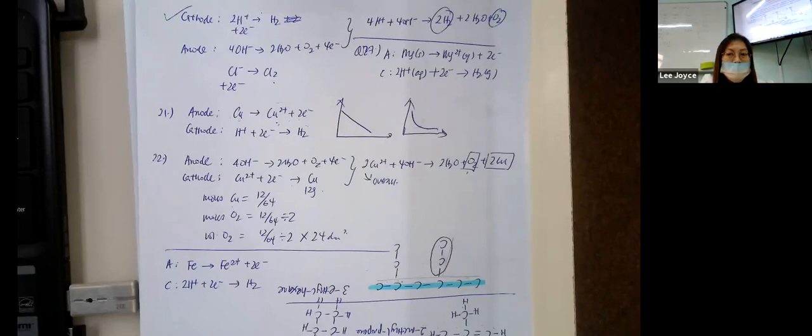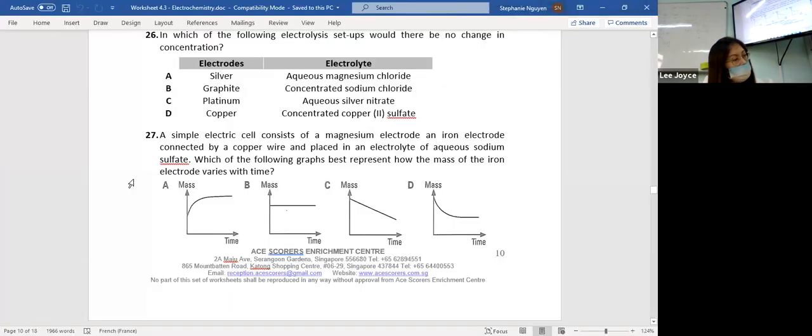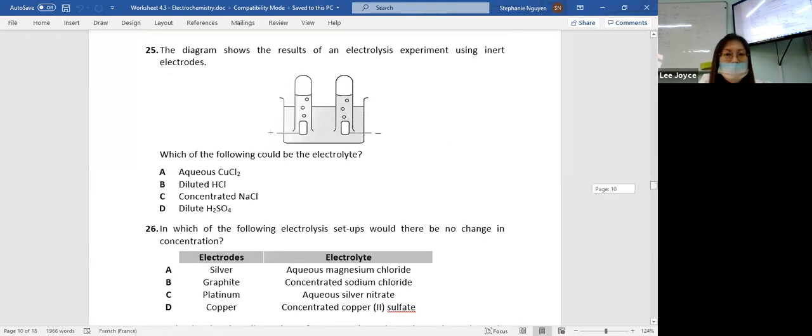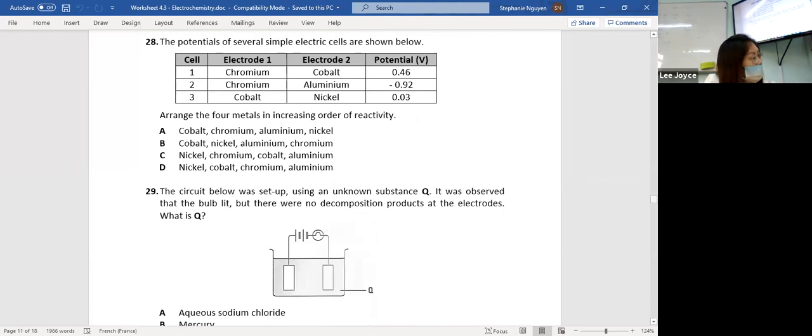Look at 27. Any more questions? What about the next page? This page, no other questions. Sabrina, is there any questions? Okay, yeah. Okay, what about 28 to 30?